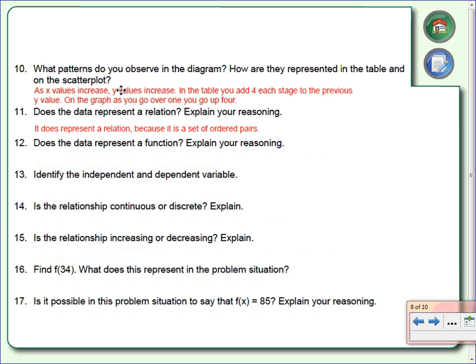Number 12. Does the data represent a function? Well, in order to be a function, we have to make sure that none of the x's repeat. So go back and look at your information, look at your table there. Do any of the x's repeat? No.